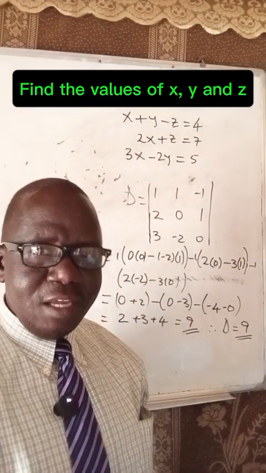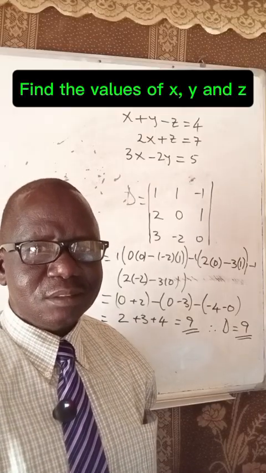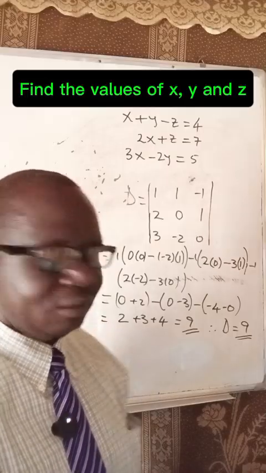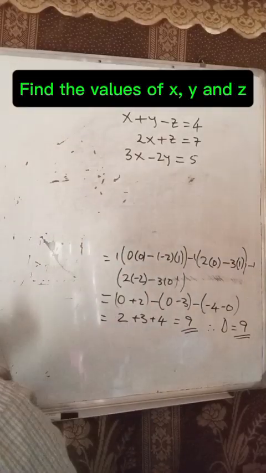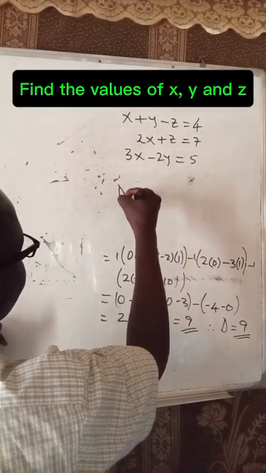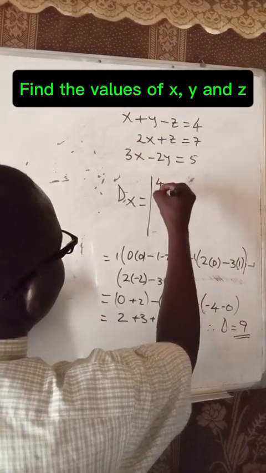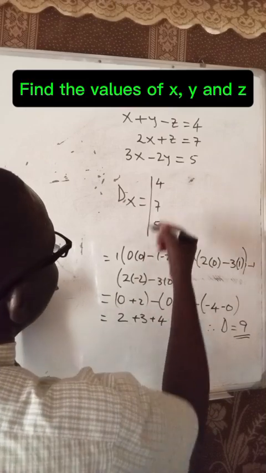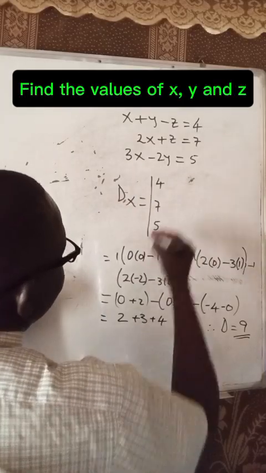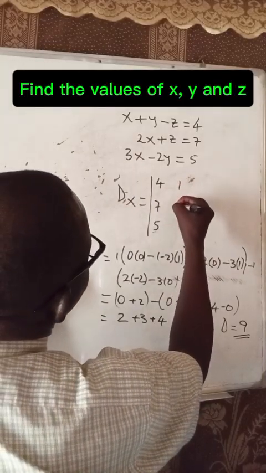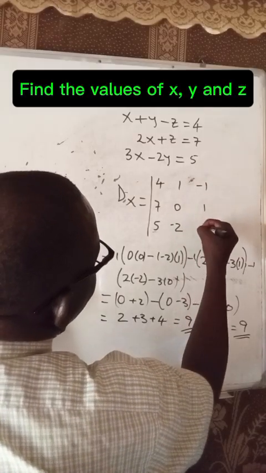Now, to find the x numerator determinant, we replace the coefficients of x by constants and maintain the coefficients of y and z. That is, Dx is equal to, we replace the coefficients of x with constants, that is 4, 7, 5, and maintain the coefficients of y and z. That is 1, 0, negative 2, and here negative 1, 1 and 0.